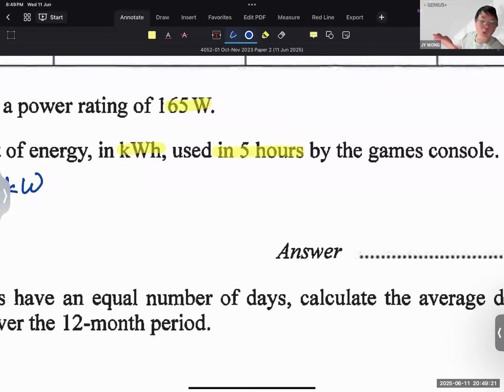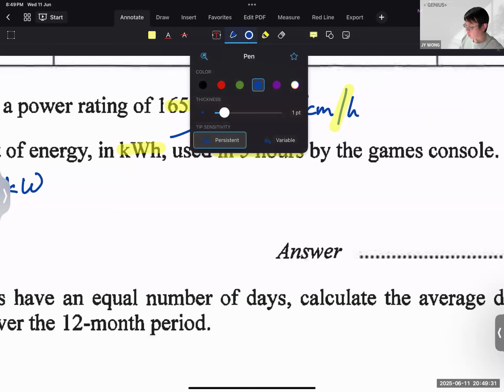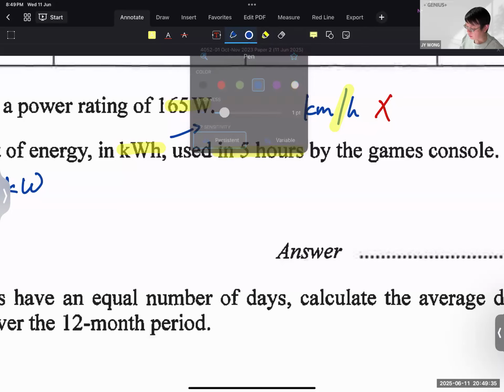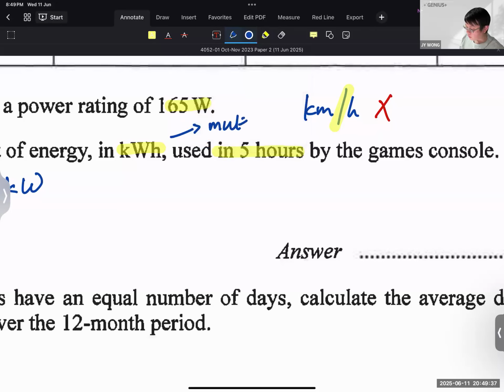So what exactly is kilowatt hours? A lot of students went to divide because you are so used to things like km per hour, right? But if you want to divide, what must be present? You need the slash line there. There is no slash line. So if there is no slash line, what are we doing? We are multiplying, not divide.